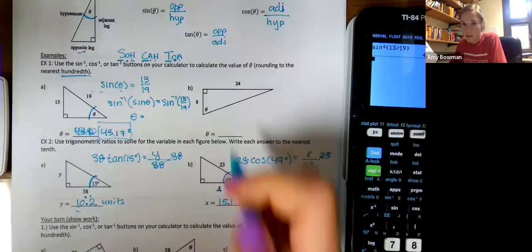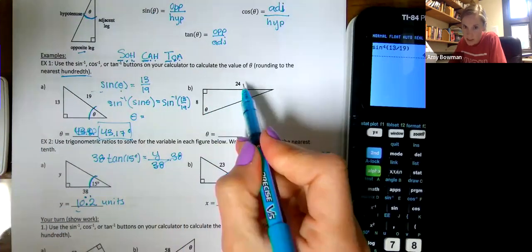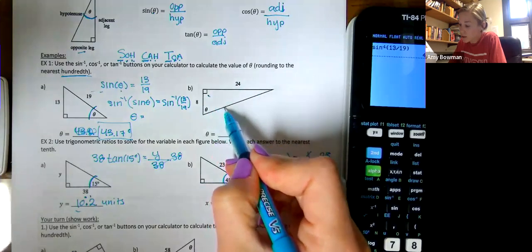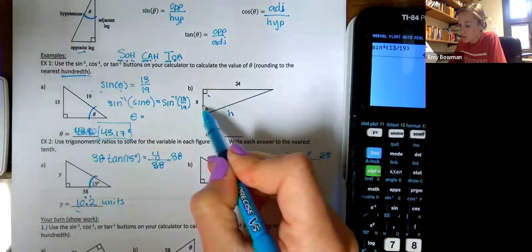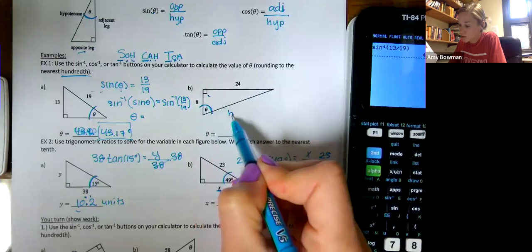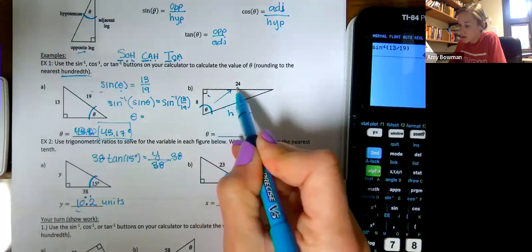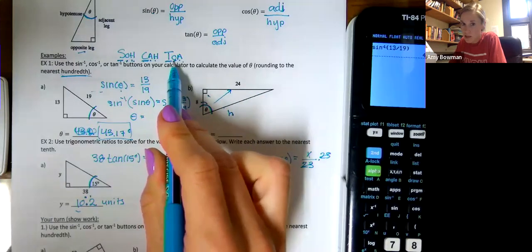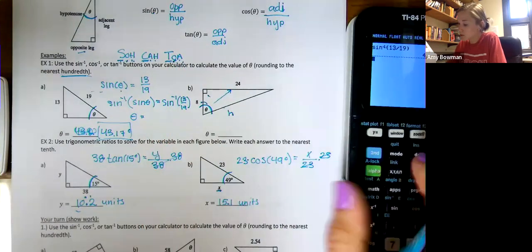Part B, this one's a little tricky. People usually look at this and think it's the hypotenuse, but the right angle is up here. So across from it is the hypotenuse. So here's my angle theta, here's my hypotenuse. So we're dealing with opposite and adjacent. So that's going to be opposite and adjacent. So that's tangent. So I'm going to use the tangent function on this.